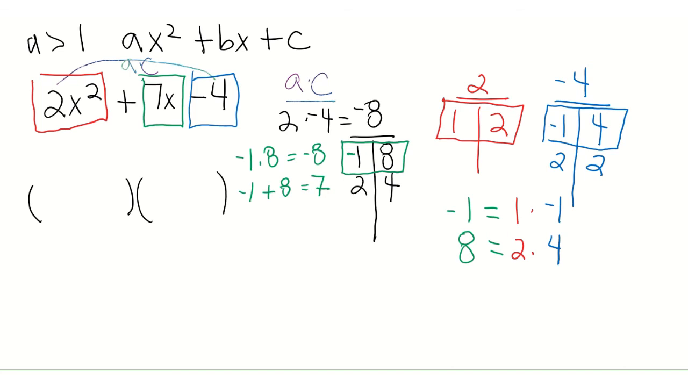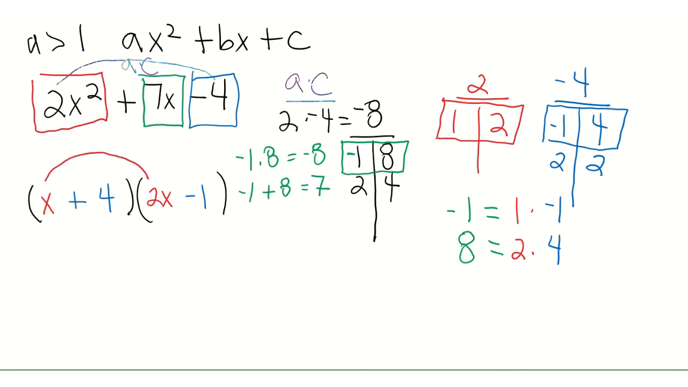So first I'm going to write down my a's. That's going to be 1x and a 2x for my a's. And for my c's, I'm going to have a -1. Make sure that when you multiply them together, they're in the right order. So that's going to be a -1 here and a +4 here.